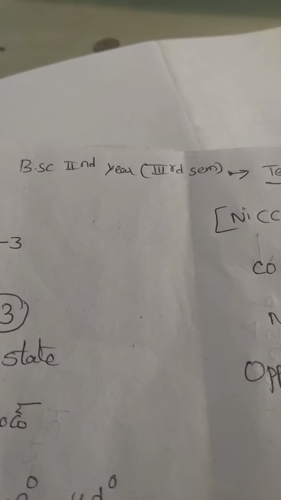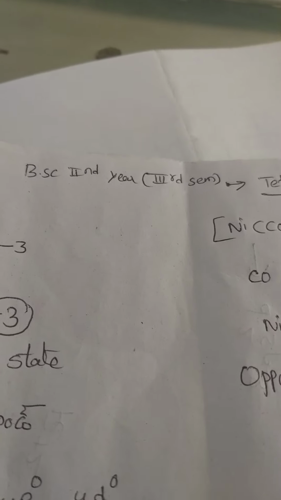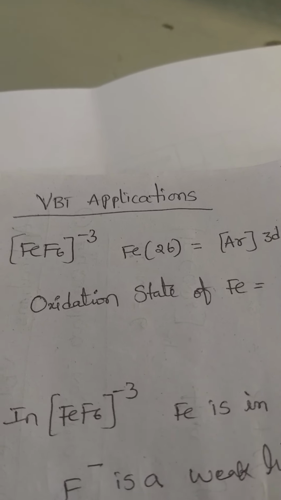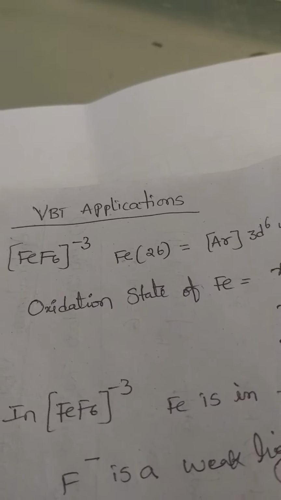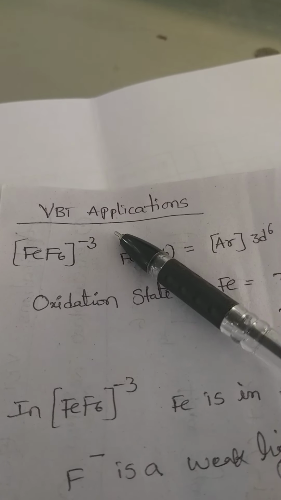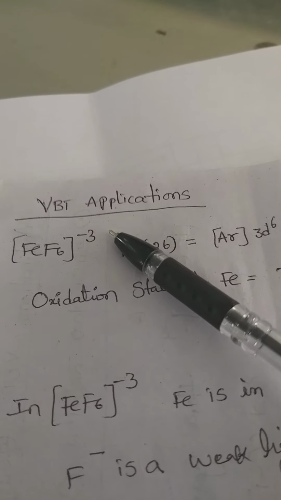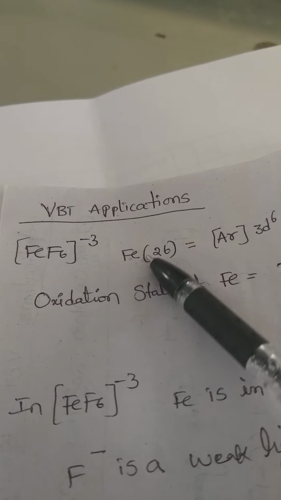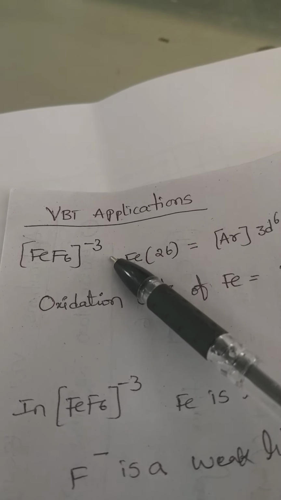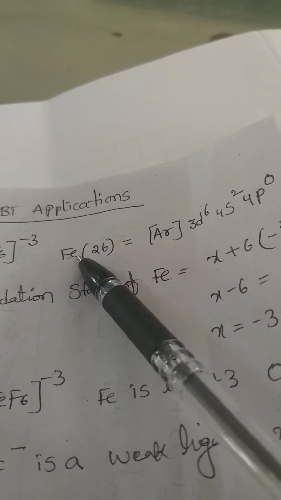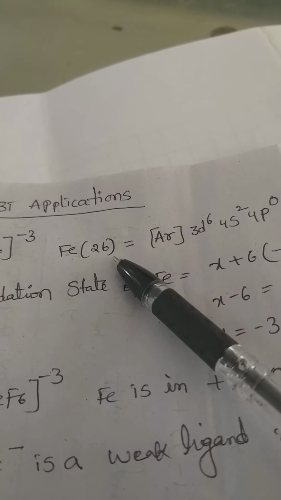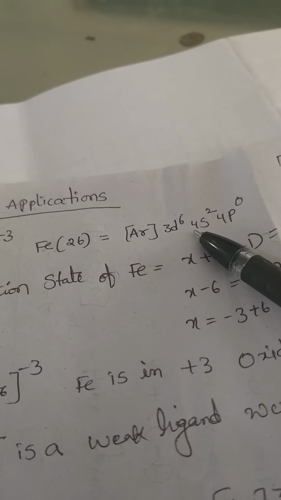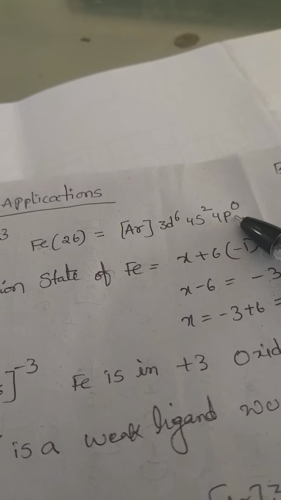Today we are discussing the BSc second year, third semester topic, VBT applications. Now we are discussing the complex hexafluoroferrate(III) ion. In this complex the central atom is iron, Fe. The atomic number of Fe is 26. The electron configuration of this central metal atom is argon 3d6 4s2 4p0.